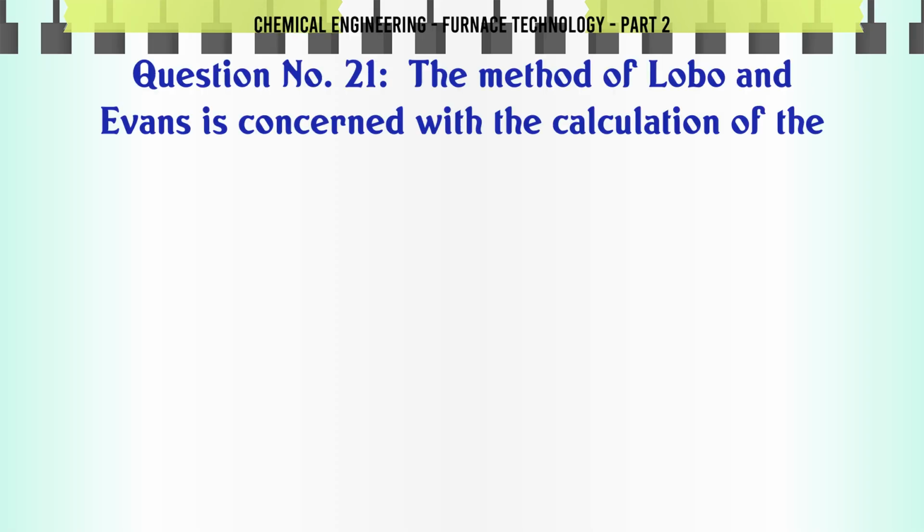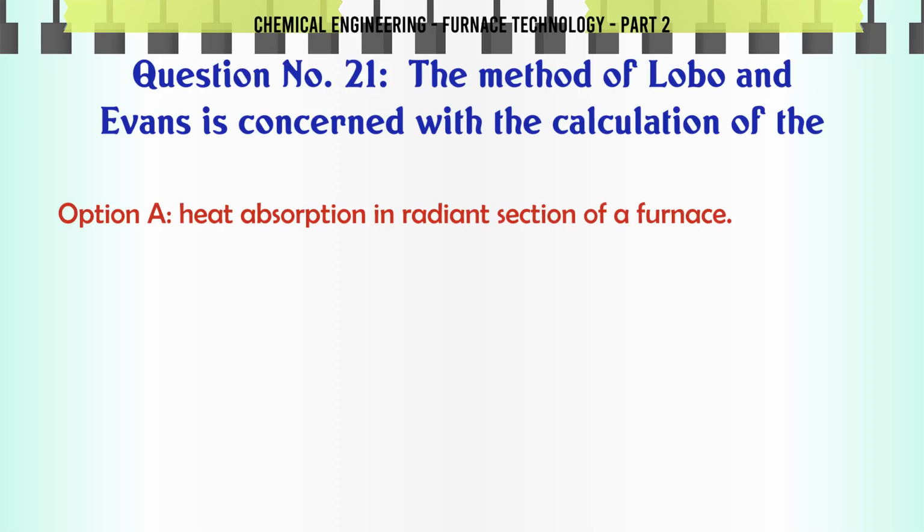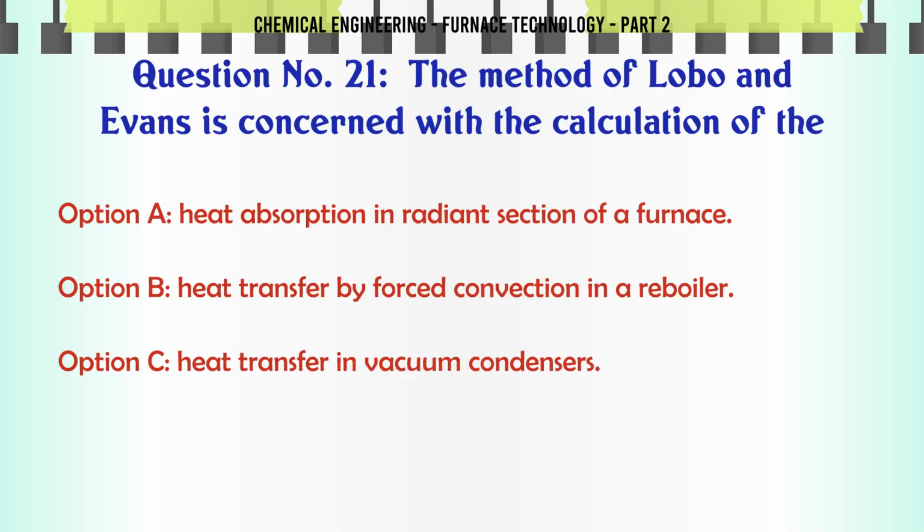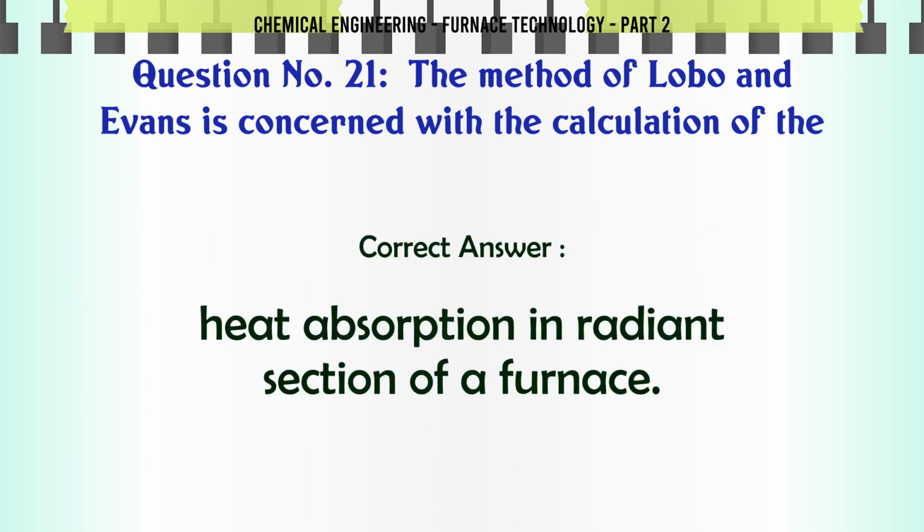The method of Lobo and Evans is concerned with the calculation of the A. Heat absorption in radiant section of a furnace. B. Heat transfer by forced convection in a reboiler. C. Heat transfer in vacuum condensers. D. Mass transfer coefficient. The correct answer is heat absorption in radiant section of a furnace.